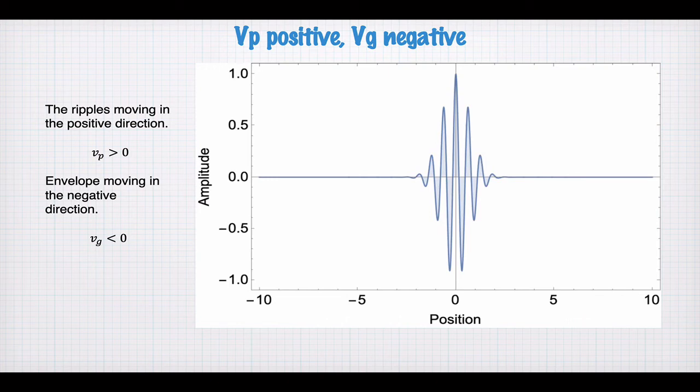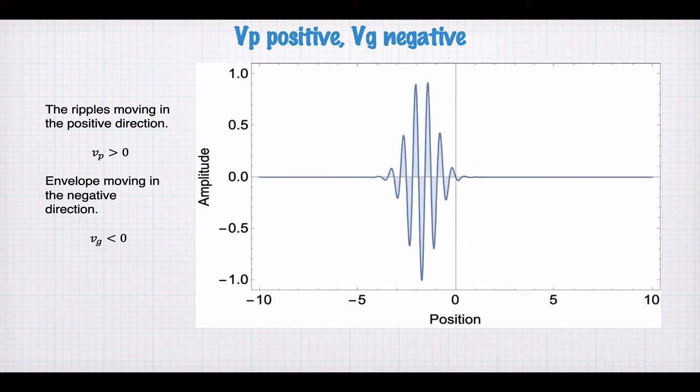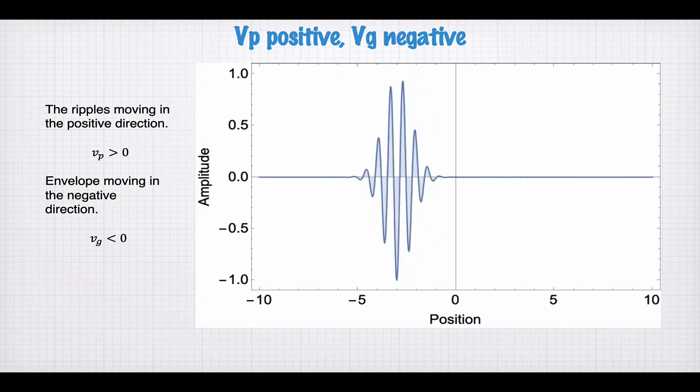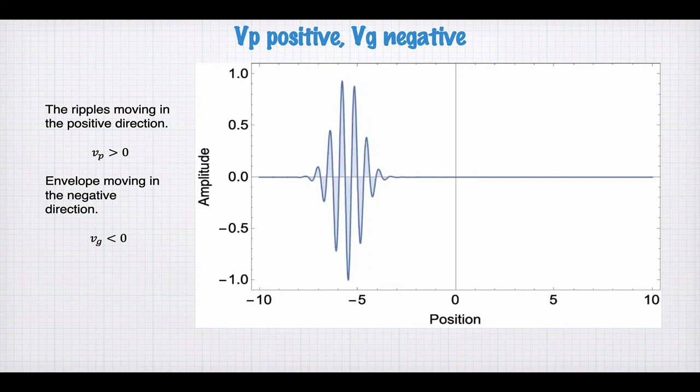Now we have some slightly more exotic examples. We have the phase velocity positive and the group velocity negative. So the ratio of omega and k is positive, but the derivative d omega dk is negative, and that would look like this, where the phase velocity is moving in the positive direction, group velocity in the negative direction. We can see the ripples moving forwards and the envelope moving backwards.